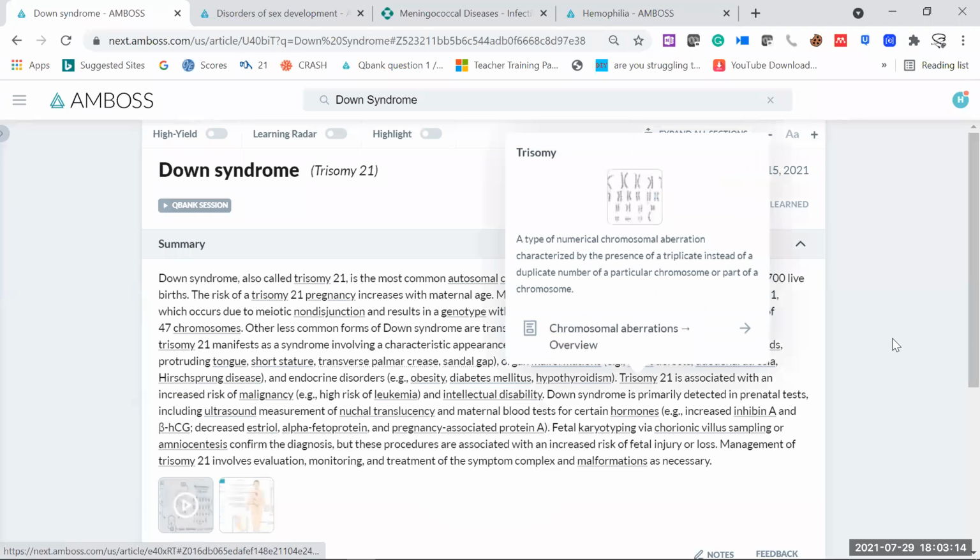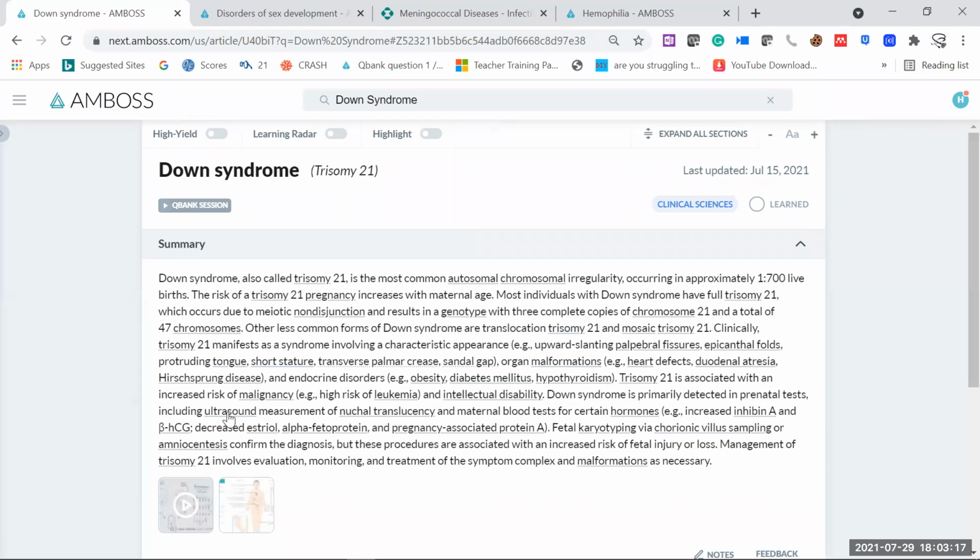They have heart defects as well. Duodenal atresia can be there. Hirschsprung disease. They are more prone towards getting infection. Endocrinal disorders you can also find in these babies. Of course, it's a syndrome. Syndrome is a collection of abnormal diseases which you can easily find in these babies.